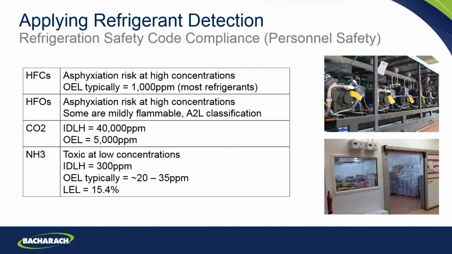Ammonia is toxic at low concentrations. We have an occupational exposure limit, typically around 20 to 35 parts per million, depending on the local regulations in each country or region. But we also have immediate danger to life or health from ammonia at levels as low as 300 parts per million, and it also becomes explosive at 15.4% by volume. So significant risks there to be noted in terms of ammonia use, and very strong reasons there for ensuring there is refrigerant leak detection in place to mitigate those.